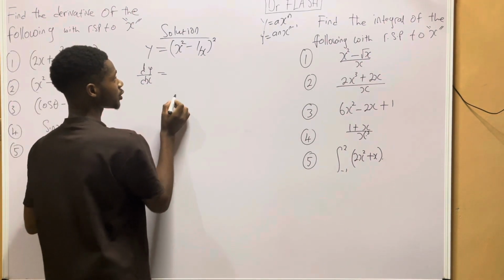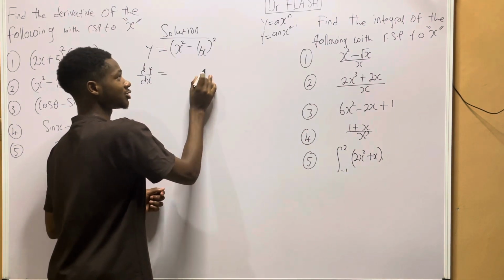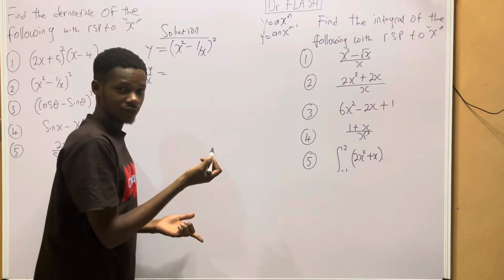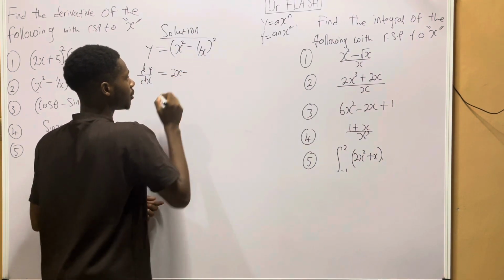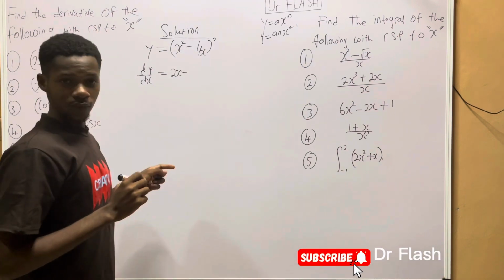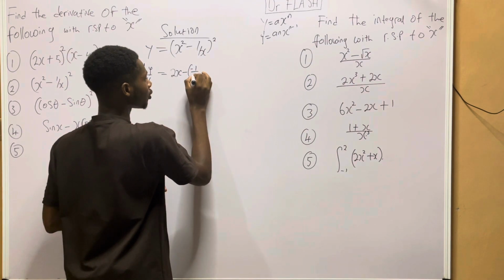So what you might want to do first of all is differentiate whatever is inside of the brackets. And to differentiate what is inside of the brackets, remember there is a 1 over x here, so you should know how to differentiate that. Now differentiating x squared, you get 2x minus, when you differentiate 1 over x, what are you going to get? You are going to get minus 1 over x squared.